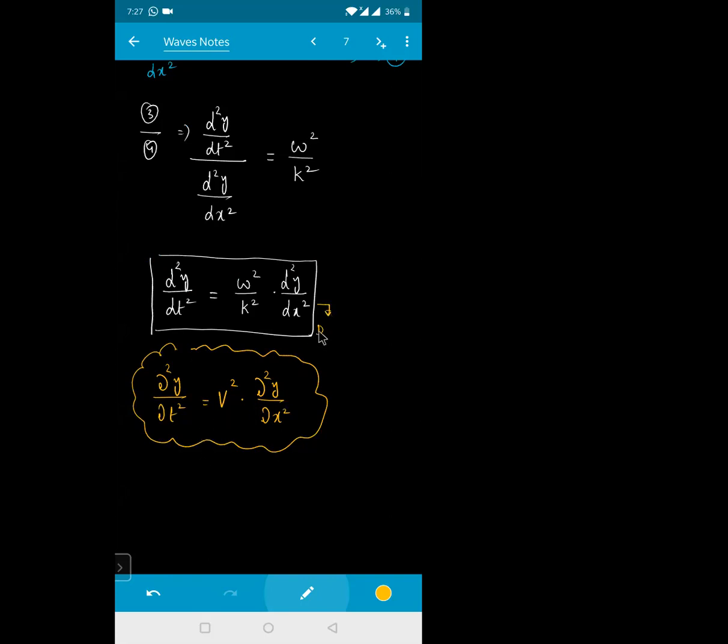This is the differential form of the wave equation. That means if any equation is given and we are asked to find out whether it is a wave equation or not, it should obey this equation. We should be obeying this function, then only can we say that it is a wave equation. Is it clear for everyone?